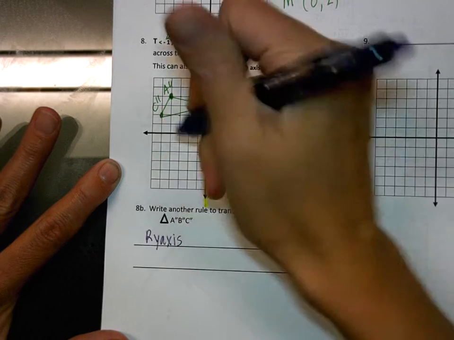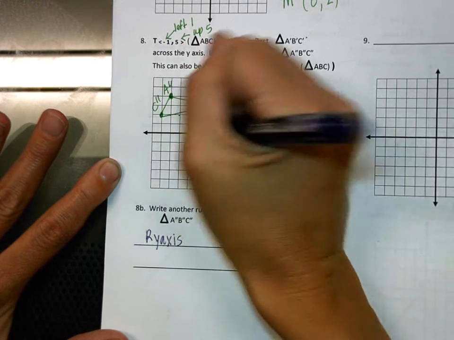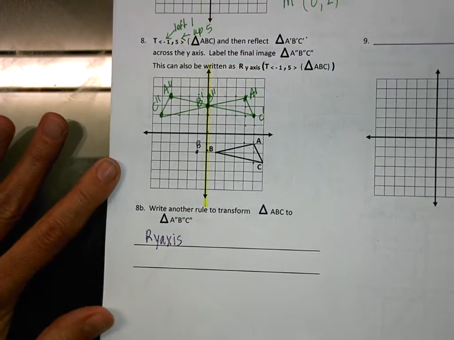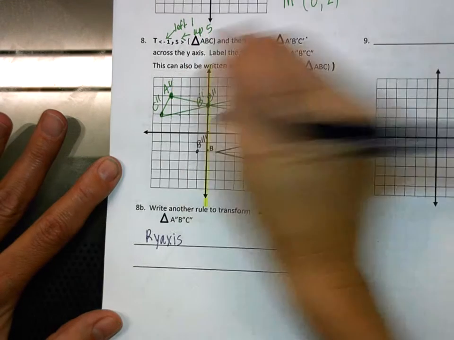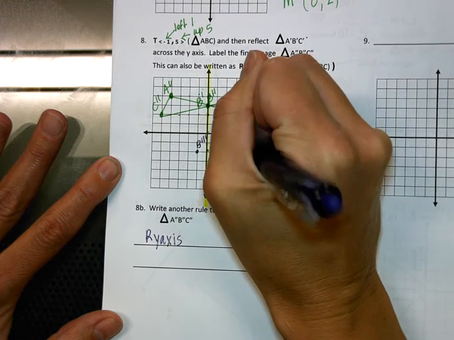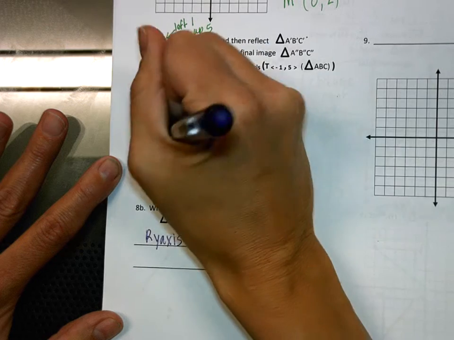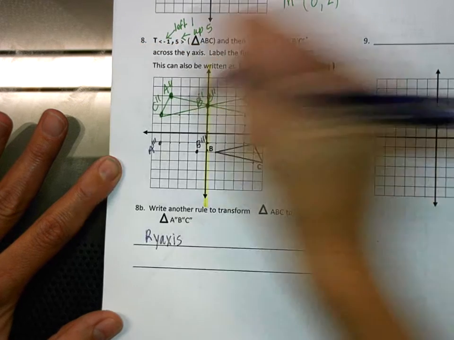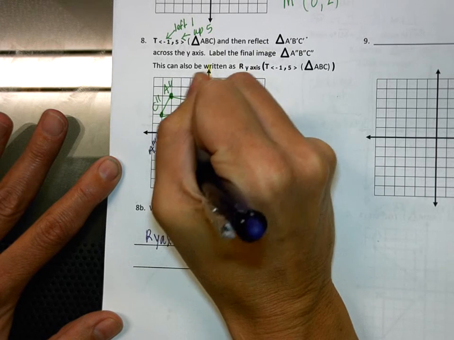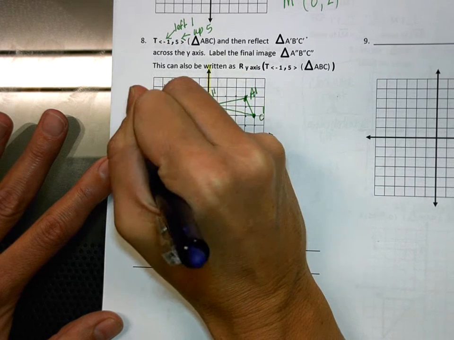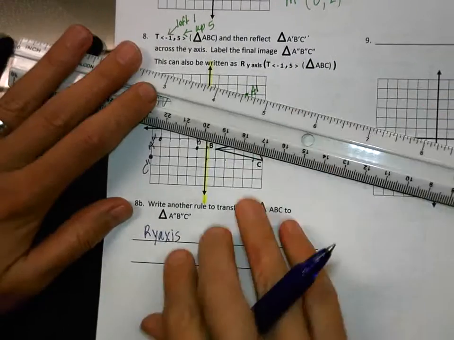So B is 1 away. So we're going to move this 1 away. We're going to label that just another B in a different color if you want to, or you could do B triple prime. A is 1, 2, 3, 4, 5. And then C is out 1, 2, 3, 4, 5, 6. So we have this figure. So we reflected over the y-axis first.